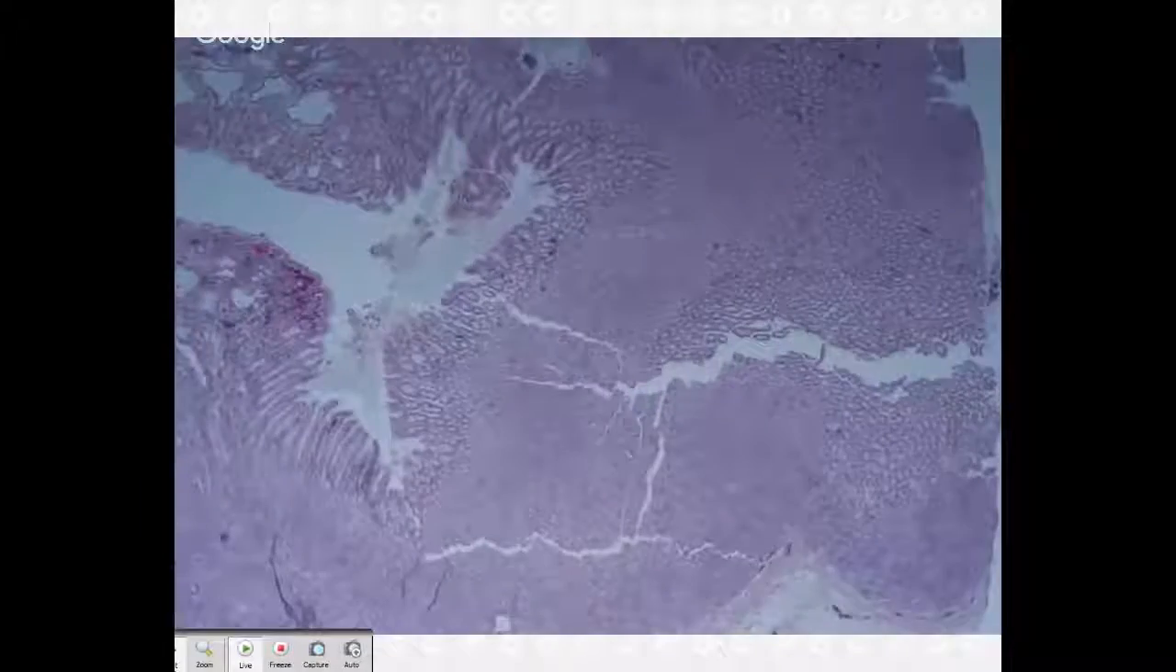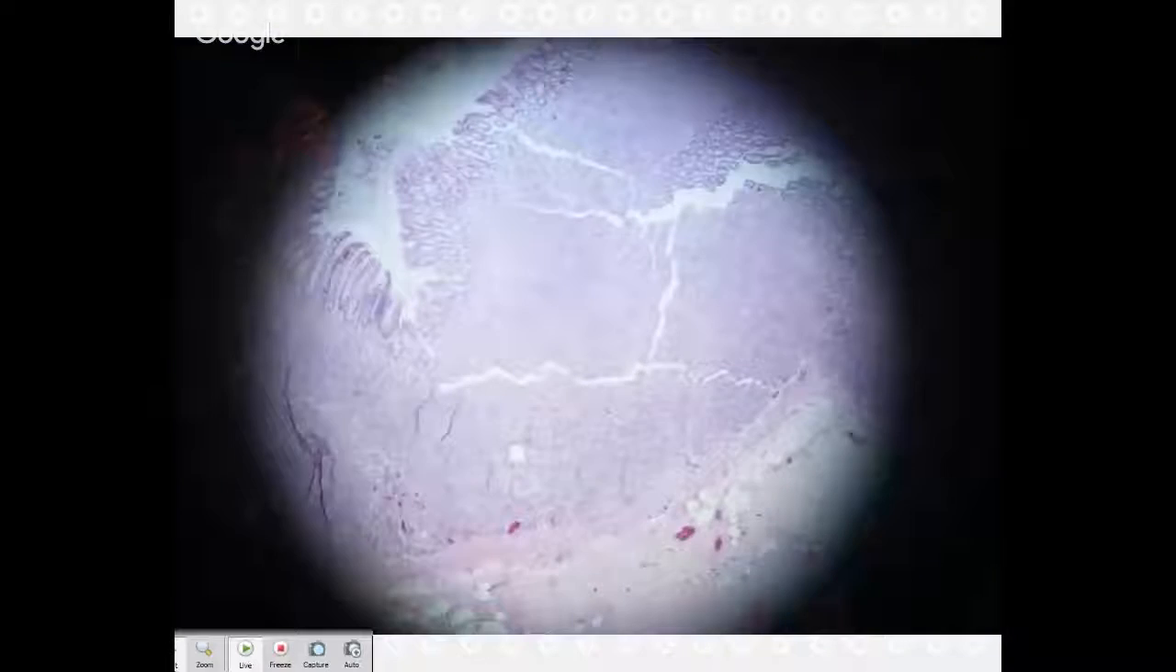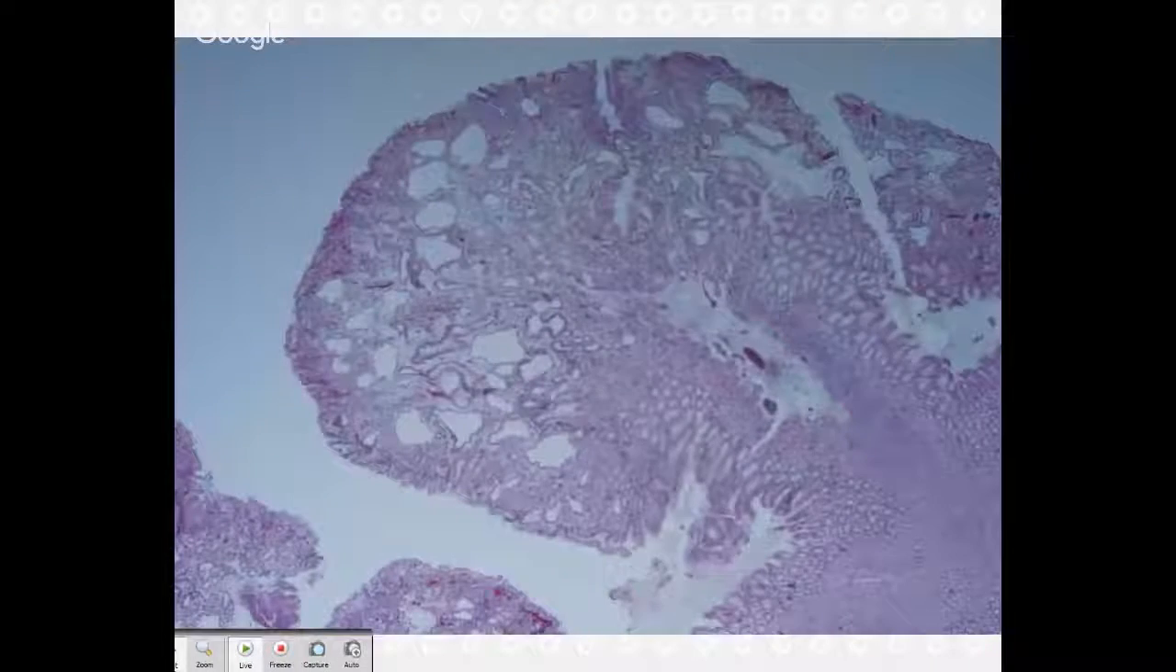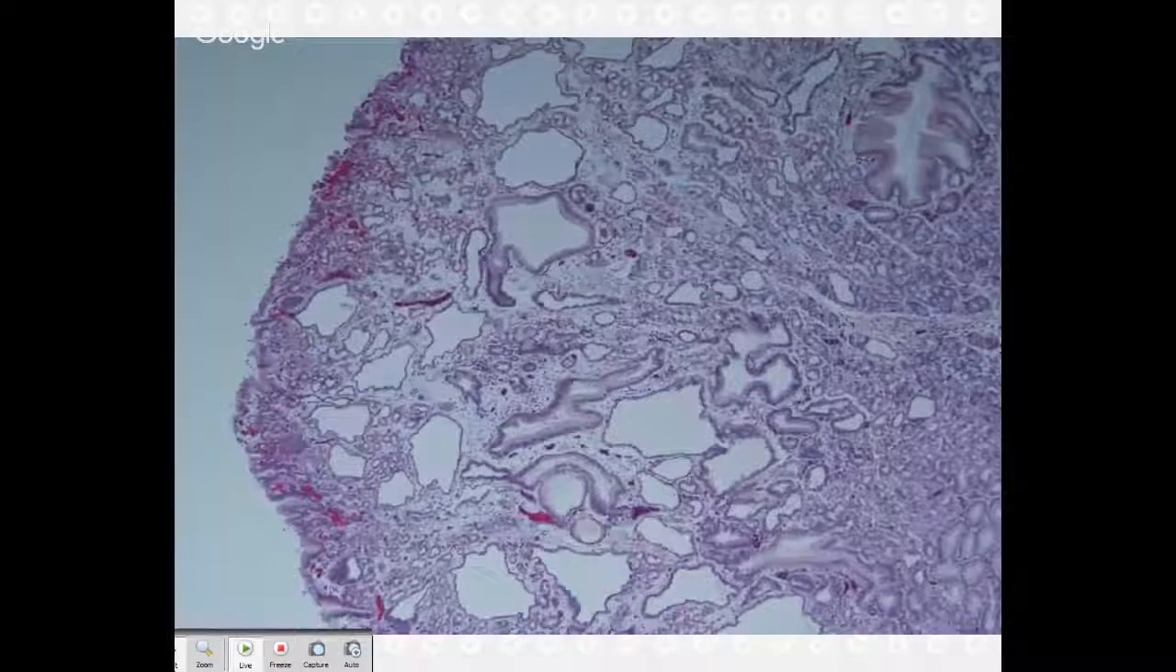Well, we're in the stomach. Are we really in the antrum? No, because we've got oxyntic mucosa. That's okay, I was on 2X. So we've got oxyntic mucosa. What's going on up here at the surface?